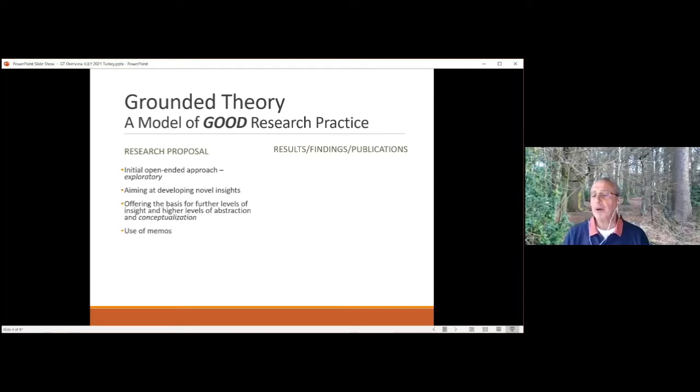There's a use of memos, not an initial part of grounded theory in the early writings, but now seen as a very important part. And some of my research students and other research students whom my colleagues supervise aren't using grounded theory, but they are using memos because it's a very good thing to use. And it encourages imaginative research. It actually says to students, do your own thing, think up your own ideas. Don't be bound by what other people have already discovered.